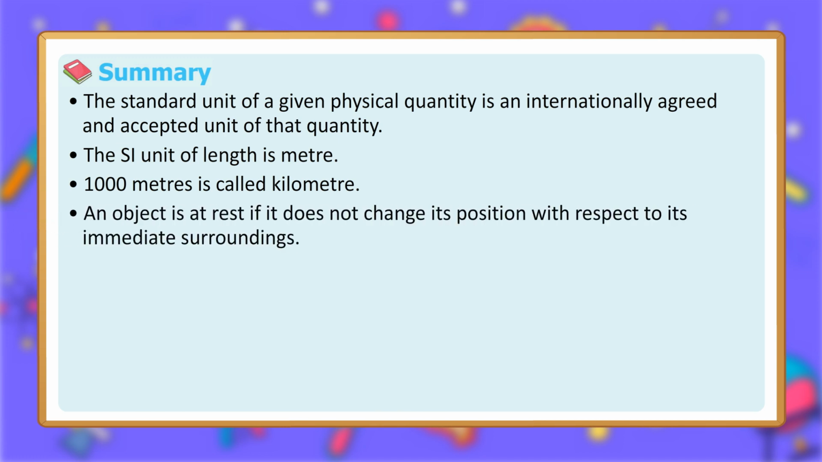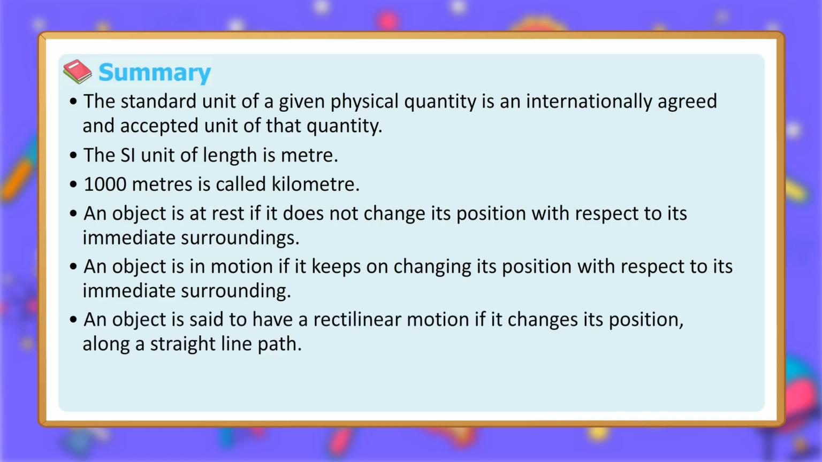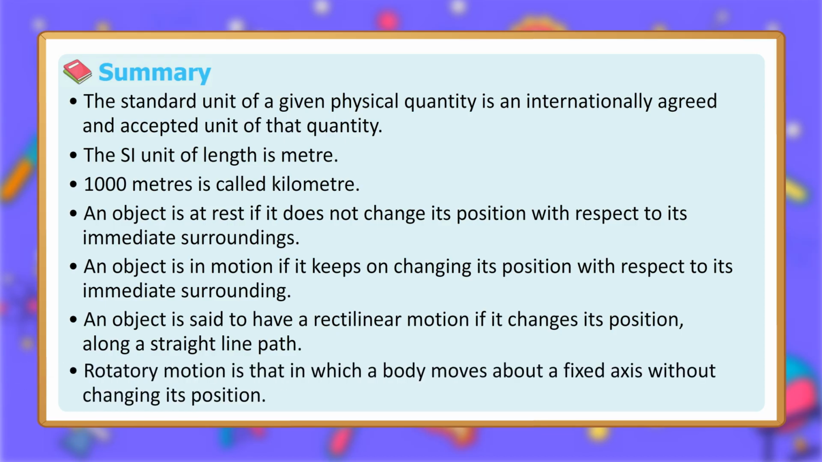An object is at rest if it does not change its position with respect to its immediate surroundings. An object is in motion if it keeps on changing its position with respect to its immediate surroundings. An object is said to have a rectilinear motion if it changes its position along a straight line path. Rotatory motion is that in which a body moves about a fixed axis without changing its position.